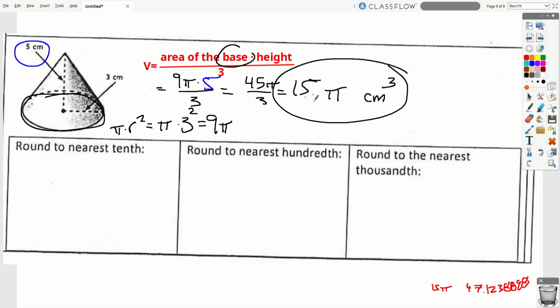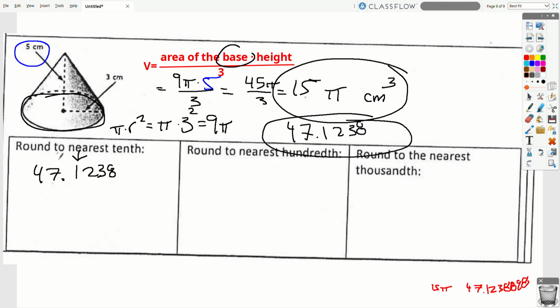Or if you use the pi button or put 3.14, you will also get 47.1238, etc. And in the IXL assignment, it's going to say to round to the nearest tenth. In order to do that, the tenth spot is the first number after the decimal. So if it says round to the nearest tenth, you have to look at the number after the tenth. You have to look at the hundredth. If this number here is 4 or below, this stays. If it's 5 or above, then this number goes up to 2. Since this is 4 or below, it's just going to be 47.1.